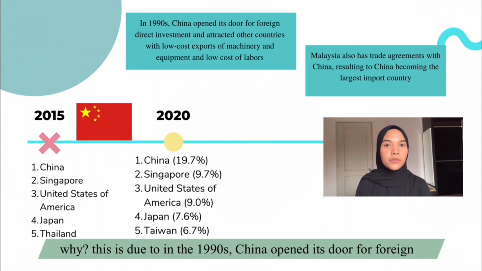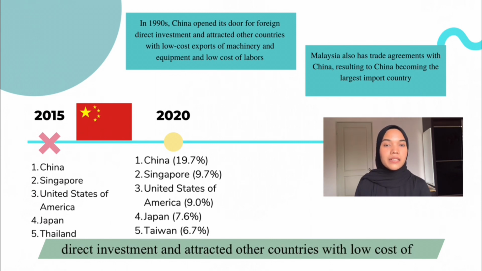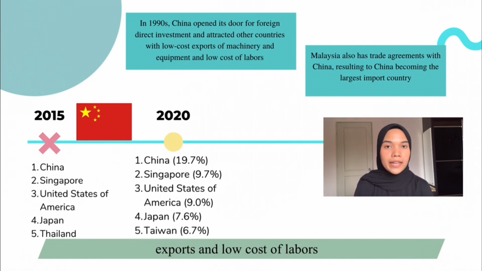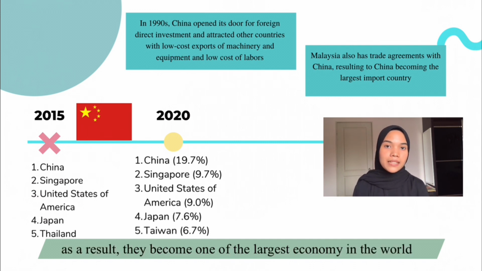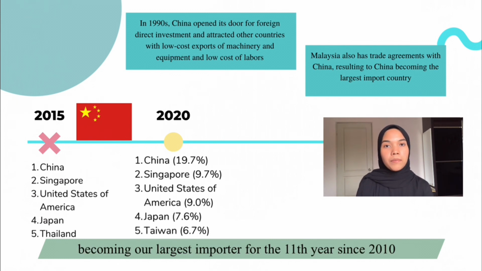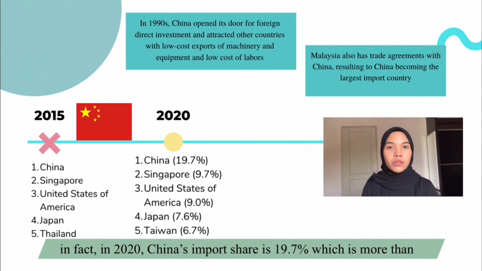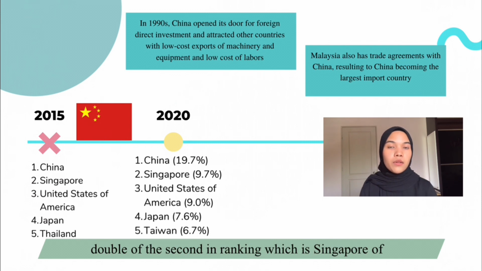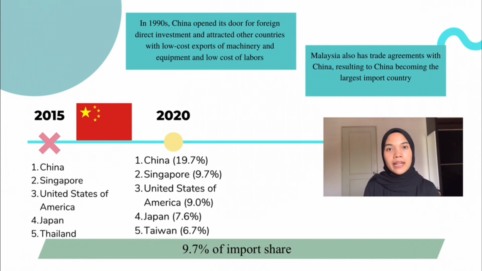Why? This is due to in the 1990s, China opened its door for foreign direct investment and attracted other countries with low cost of exports and low cost of labors. As a result, they become one of the largest economy in the world and overtakes the US. Malaysia also has trade agreements with China, resulting to China becoming our largest importer for the 11th year since 2010. In fact, in 2020, China's import share is 19.7%, which is more than double of the second in ranking, which is Singapore of 9.7% of import share.